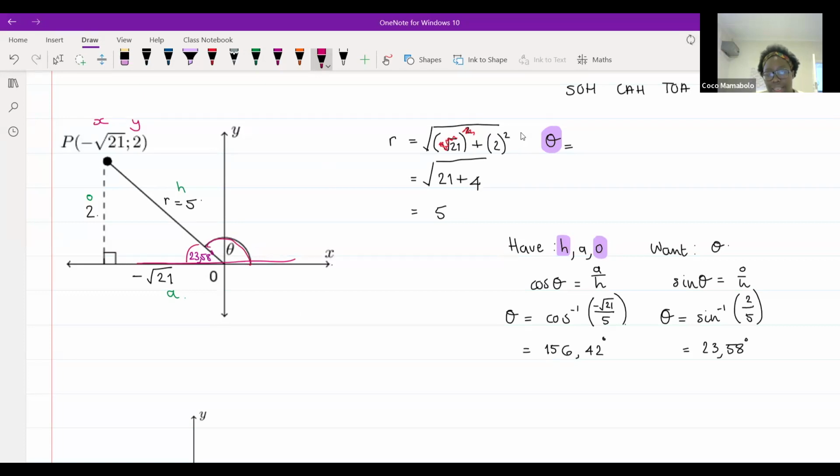Ma'am, if the x-axis is a straight line, we will plus by 180. Not plus in this case, because they're both sitting on the angle, we're going in that direction. So instead of plussing, we would minus. Correct, we would minus. So we would go 180 minus 23,58 degrees. And that is also going to give me 156,42 degrees. Just like we did with the cos calculation, it just takes an extra step for us to get there.